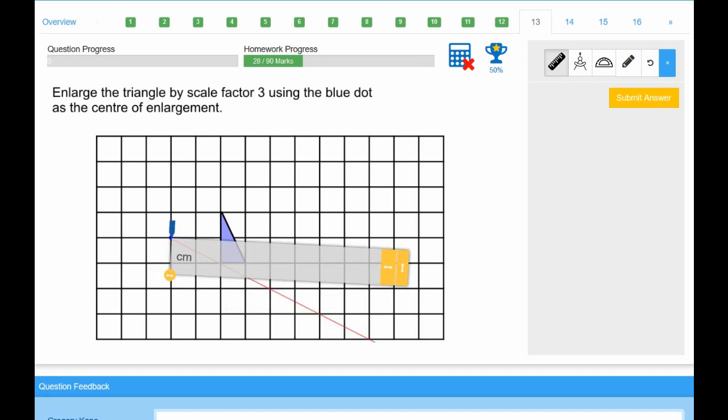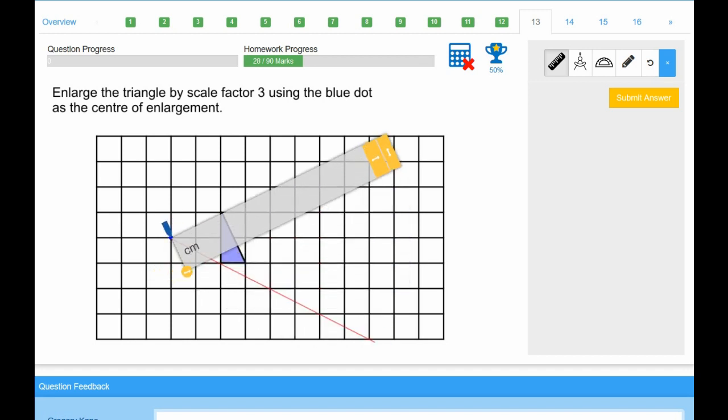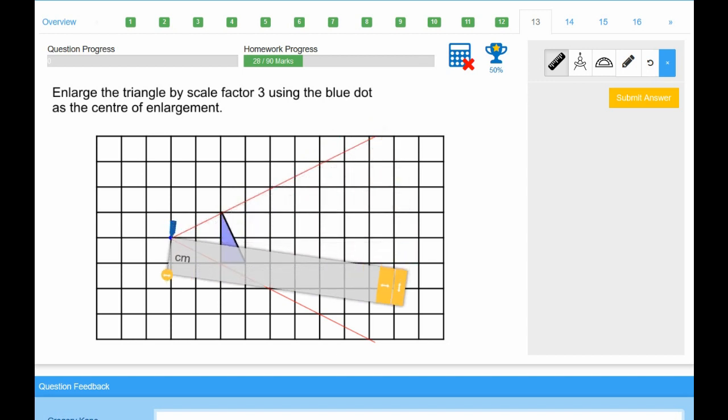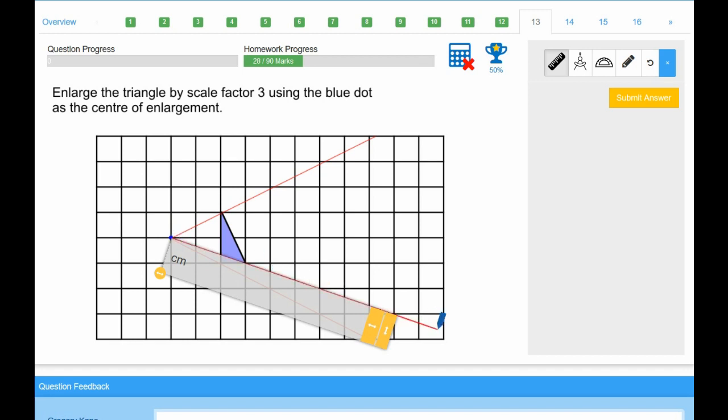So let's just twist it up. We're going to go along there. And there is my ray line. And then the third point. And again, there is my ray line. Get rid of the ruler.